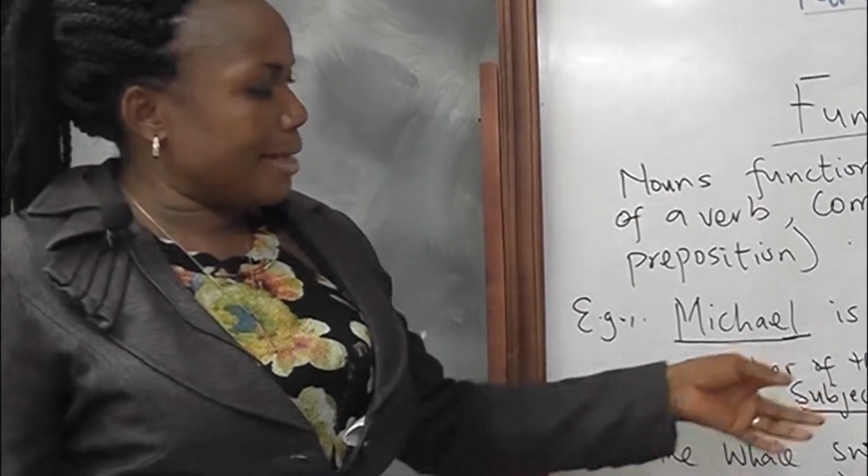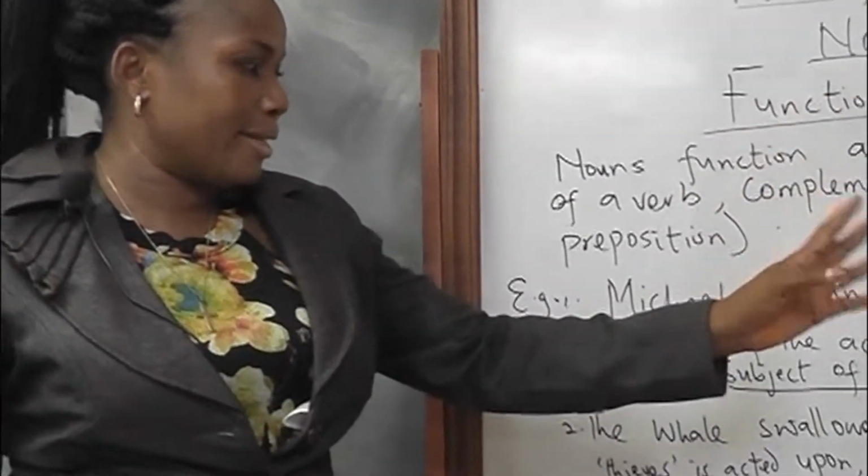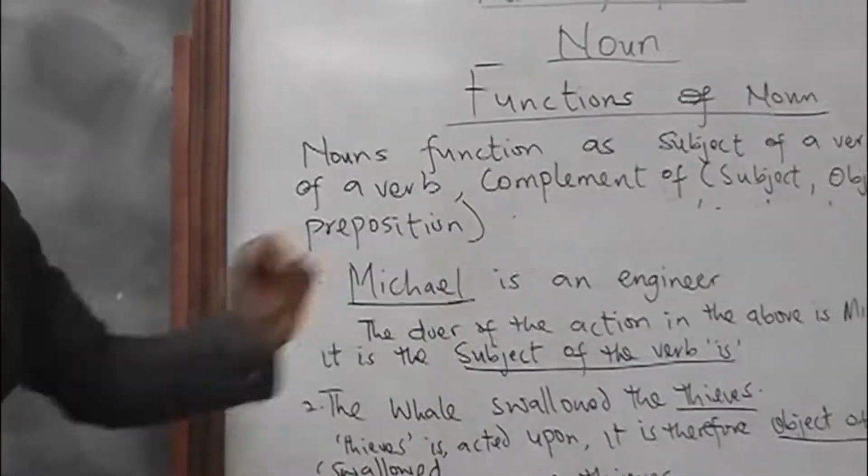Then I said the doer of the action in the above is Michael. Therefore, it is the subject of the verb is.